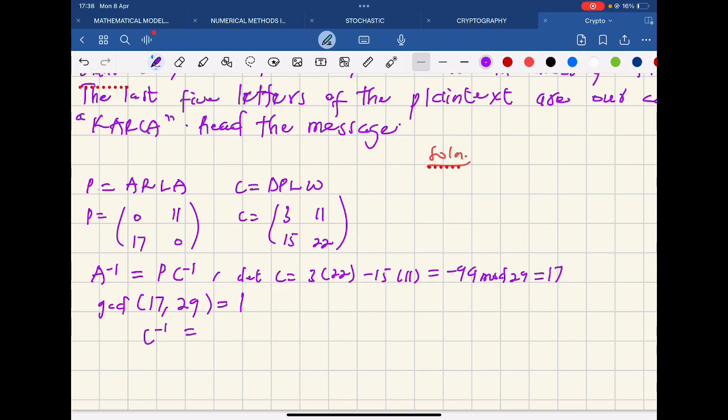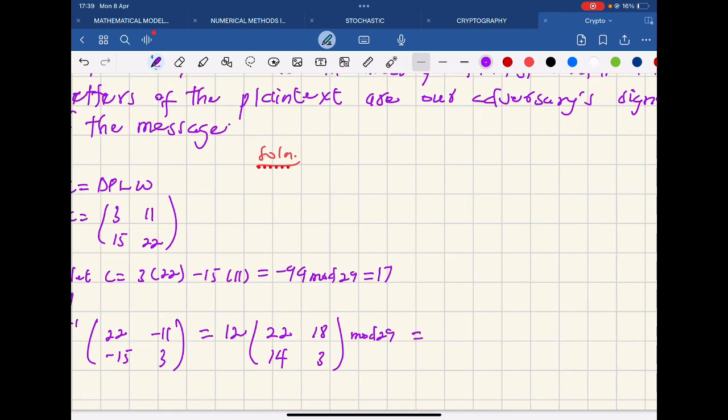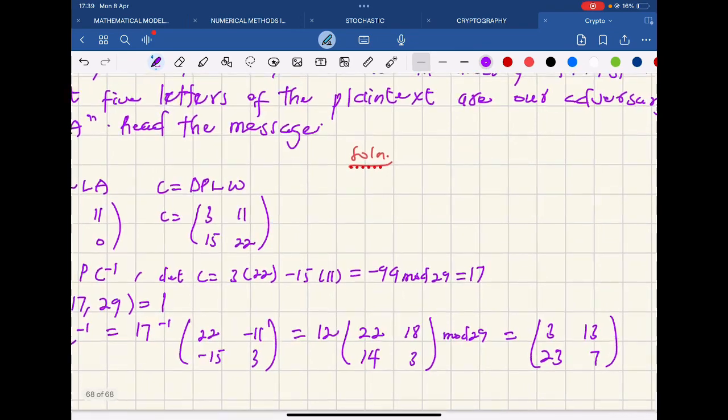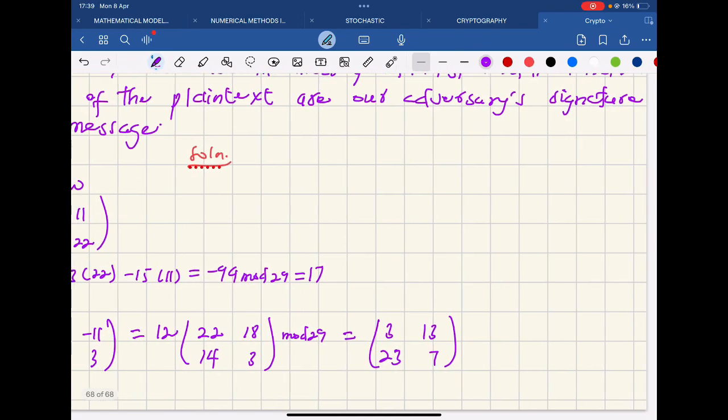C inverse will be equal to 17 inverse multiplying the adjoint, which is 22, minus 15, minus 11, and 3. 17 inverse in modulo 29 will give you 12 if you go through the Euclidean algorithm. We have 22, 14, 18, and 3. And this in modulo 29 will give you 3, 23, 13, and 7. So now, after knowing our C inverse, let's find our A inverse.